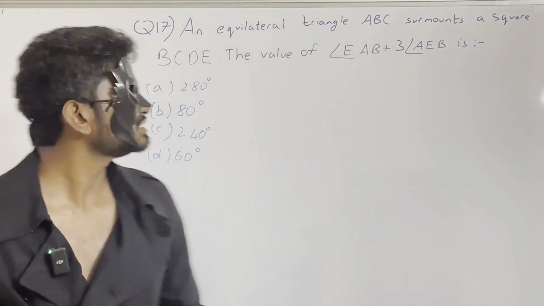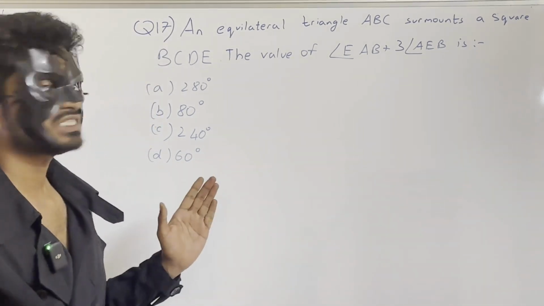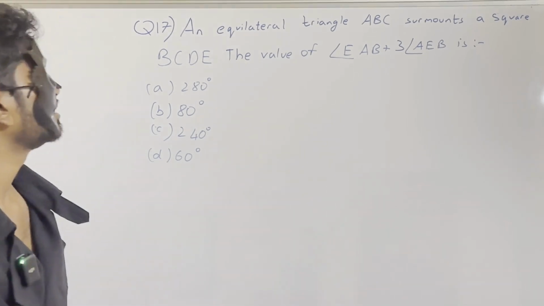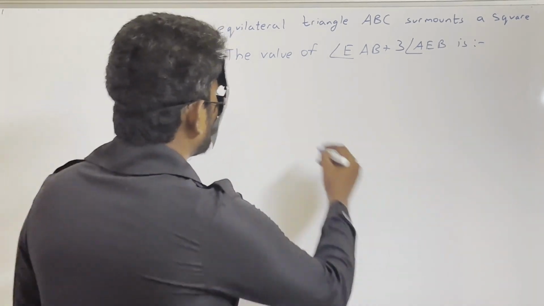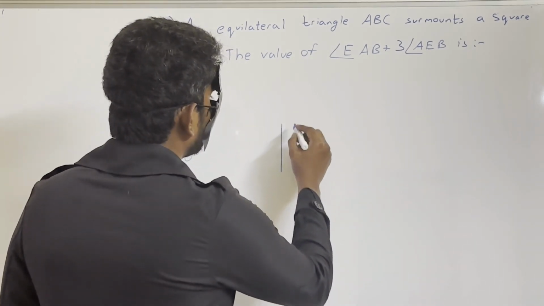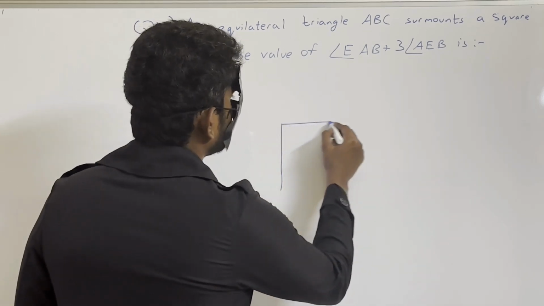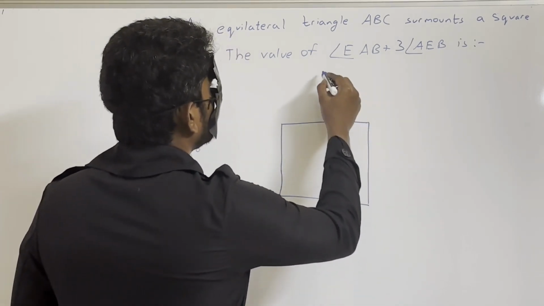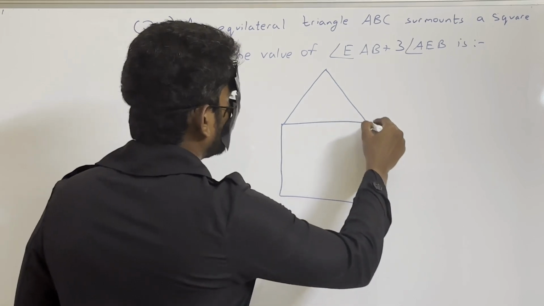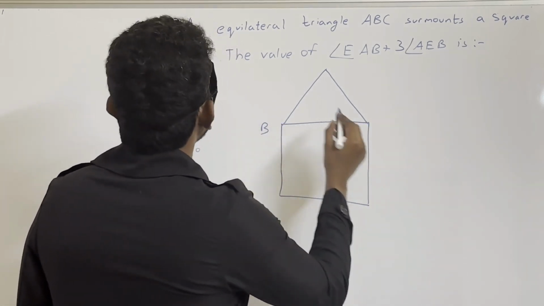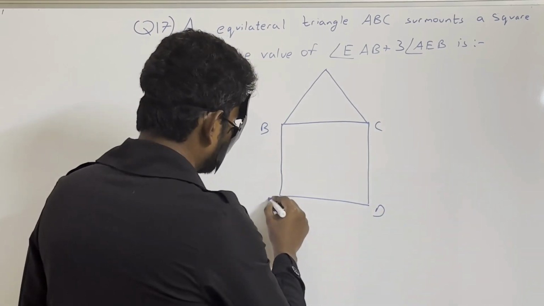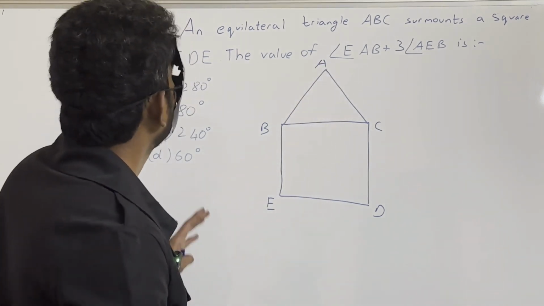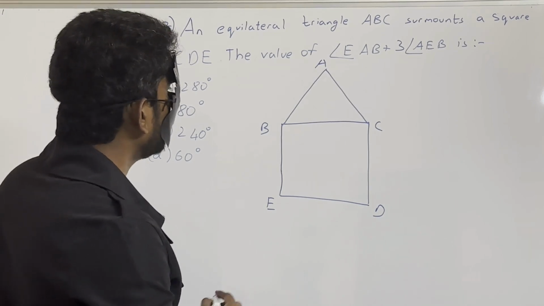So superhumans, next question is, an equilateral triangle ABC surmounts a square BCDE. The value of angle EAB plus 3 times angle AEB is. So in geometry, first let's draw the figure. So first let's draw a square. It's given that some equilateral triangle surmounts this square, right? So square is BCDE, an equilateral triangle ABC. Now it is asking angle EAB.